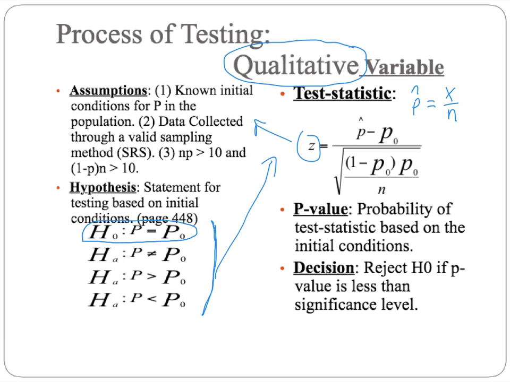Then we calculate the rest of the information in the z-test. We do a z, and then we calculate a p-value, just like we did in the quantitative problem. And then we check to see if we reject H naught if the p-value is less than some significance level. So we put the p-value on the probability curve, and if that probability is less than the significance level, we would reject H naught.